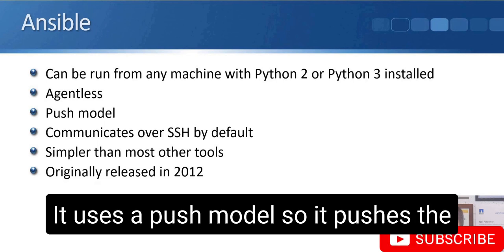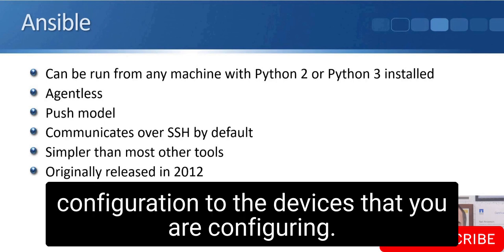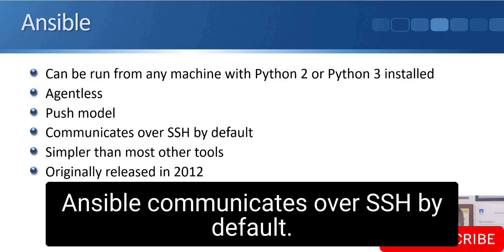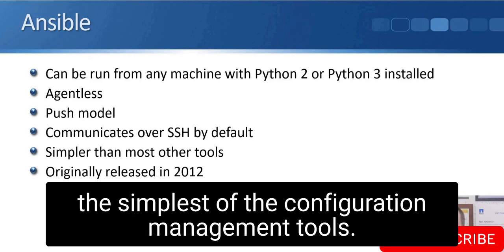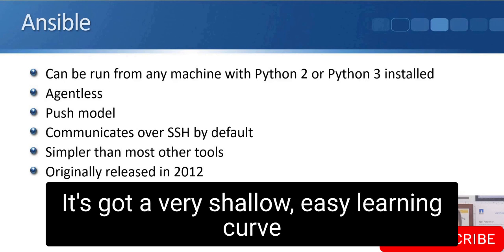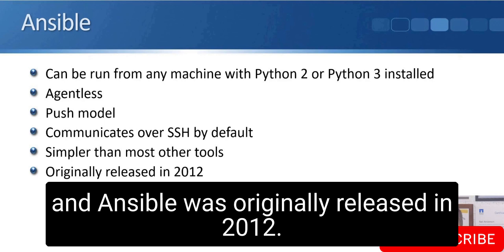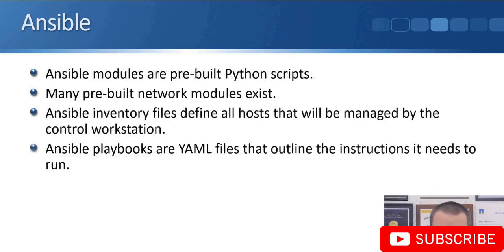It uses a push model, so it pushes the configuration to the devices that you are configuring. Ansible communicates over SSH by default. Other options are available, and Ansible is probably the simplest of the configuration management tools. It's got a very shallow, easy learning curve. Ansible was originally released in 2012.